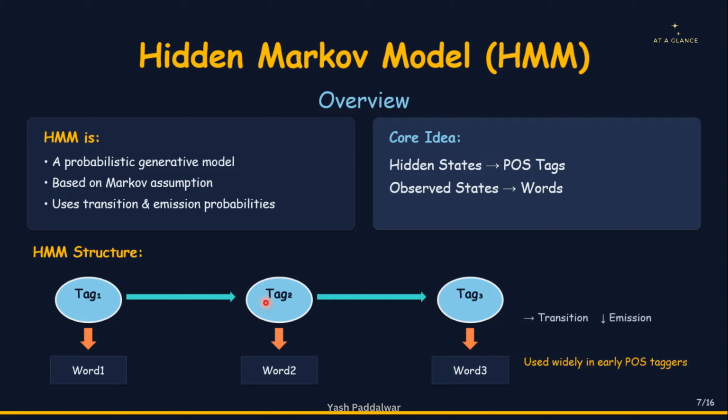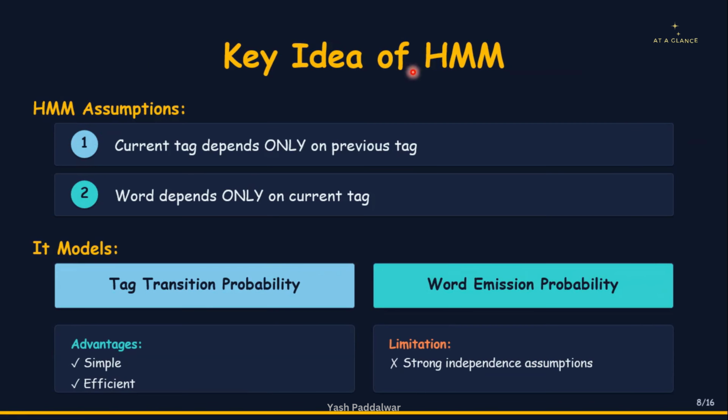Remember that as we move from left to right, it is called transition, and as we move from top to bottom, it is called emission. This particular method is used widely in early POS tagger techniques. So I hope an overview of HMM is clear to you all. Now, there is a key concept inside HMM: it assumes that the current tag depends only on the previous tag. This is something you need to understand. Remember that HMM will always assume that the current tag depends only on the previous tag and not on any other ones. Next, the word depends only on the current tag.